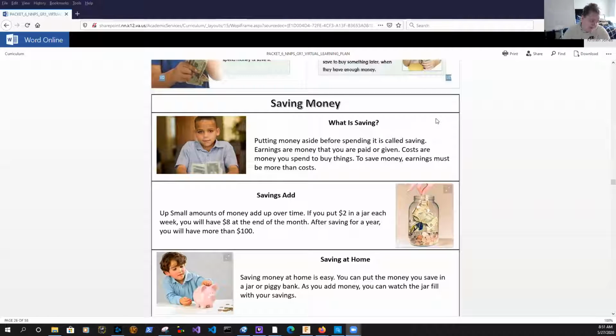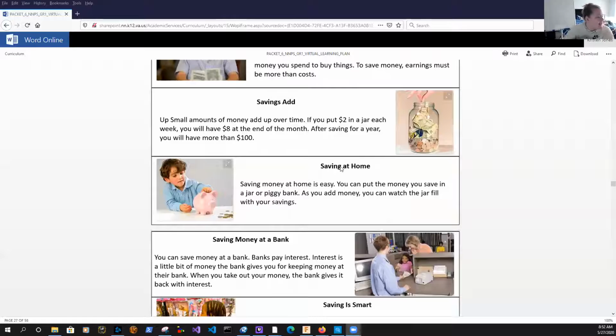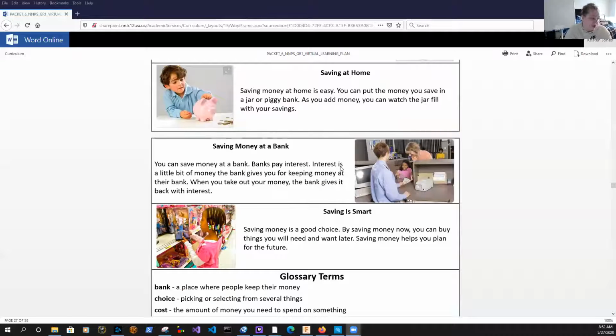Saving at home. Saving money at home is easy. You can put the money you save in a jar or piggy bank. As you add money, you can watch the jar fill with your savings. Saving money at a bank. You can save money at a bank. Banks pay interest. Interest is a little bit of money the bank gives you for keeping money at their bank. When you take out your money, the bank gives it back with interest.